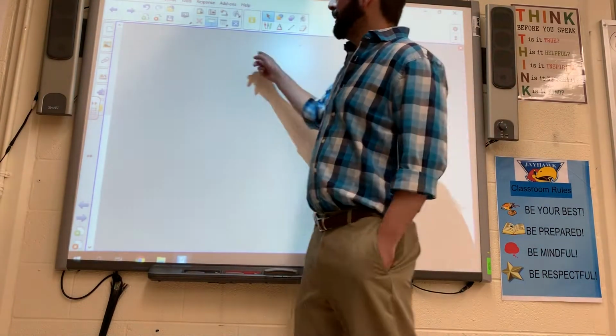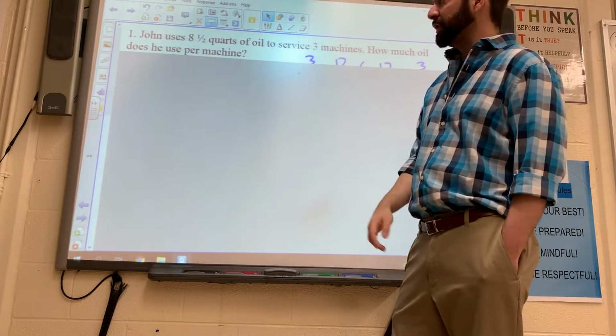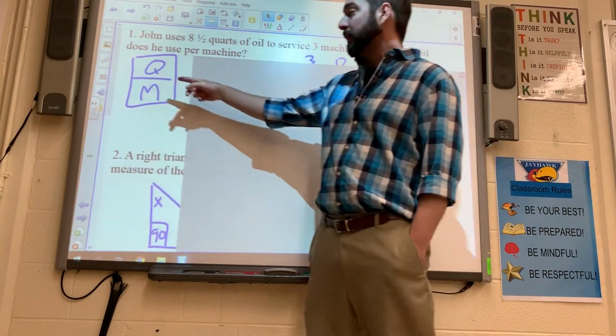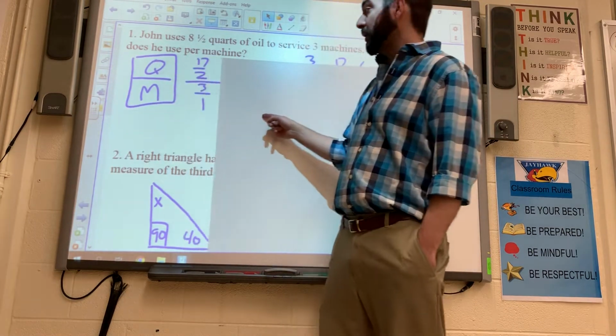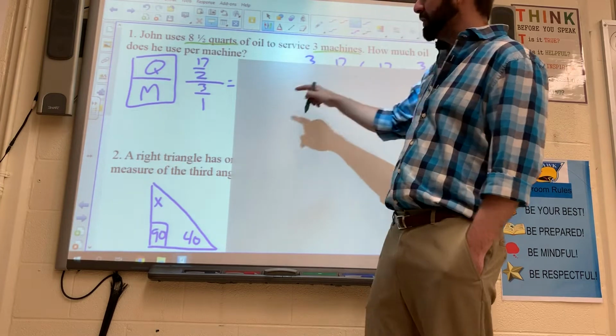All right, warm-up. Number one, we're comparing 8.5 quarts of oil to service 3 machines. We want to find out how much oil per machine. So we're going to start off with our ticket. We're comparing quarts to machines. Our given ratio, well, it's in the same sentence. 8.5 quarts services 3 machines.